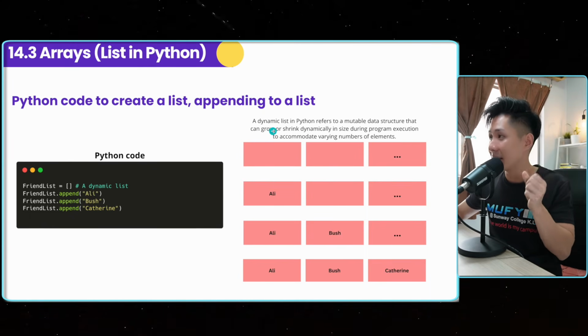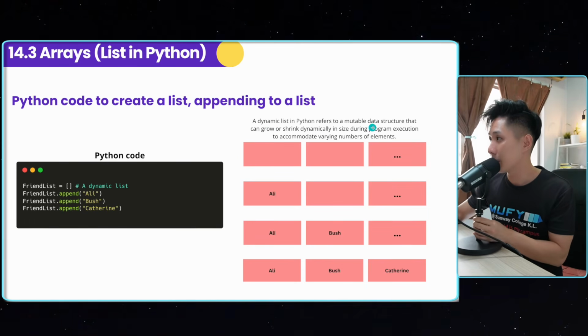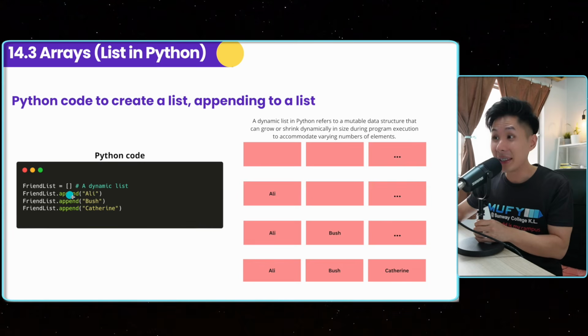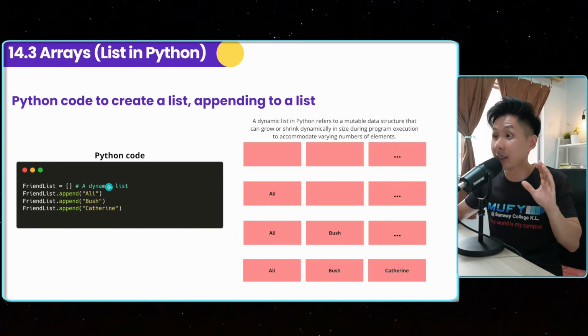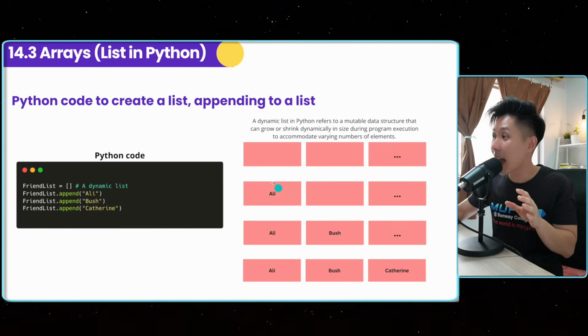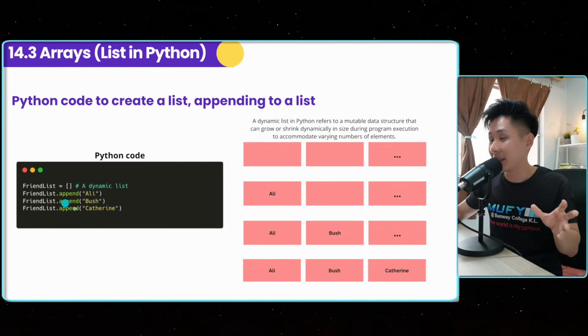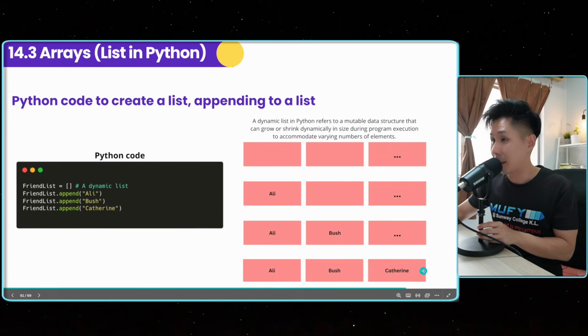And Python uses a dynamic list. It means that it is a mutable data structure that can grow or shrink dynamically in size during program execution to accommodate varying numbers of elements. Look, when we are declaring this list here, we don't need to specify the size because it's dynamic. Every time I add an item, the list will automatically increase by 1. So you can see here, when Ali is added to the list, the array will expand, expand, and expand.